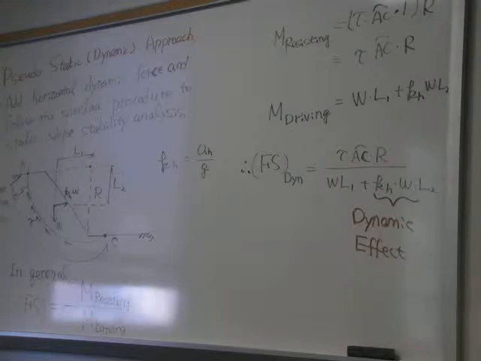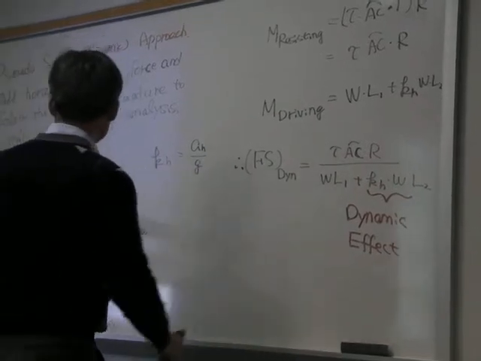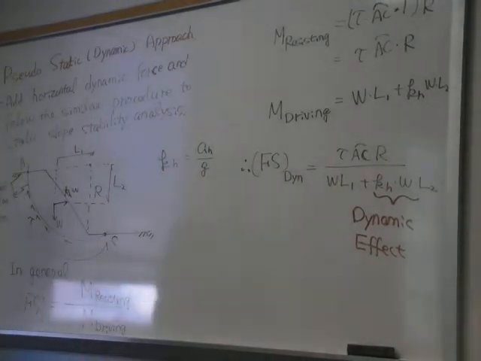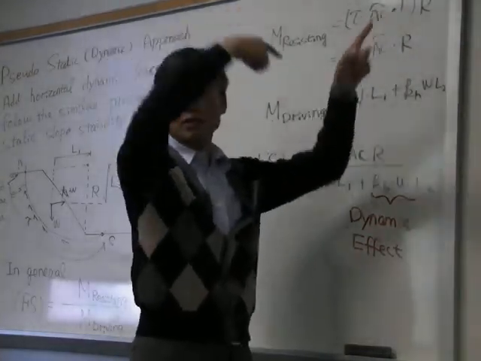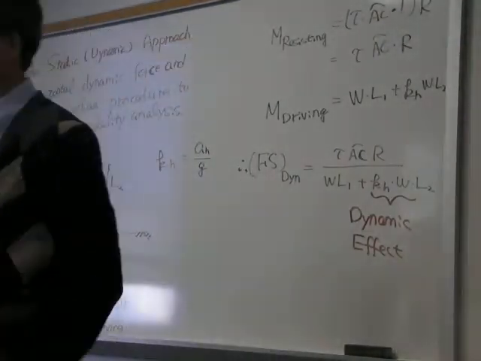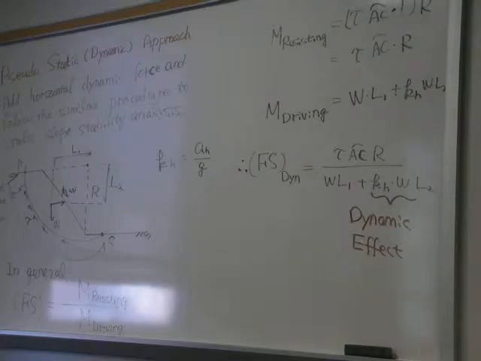What's tau AC times R? AC is the arc length. Yeah, arc length. But where does the one come from? Unit width. Oh, this one, the unit width. Oh, okay. Usually, there are many articles that just omit the one and you may not have any clue, but they omit it because it's 1.